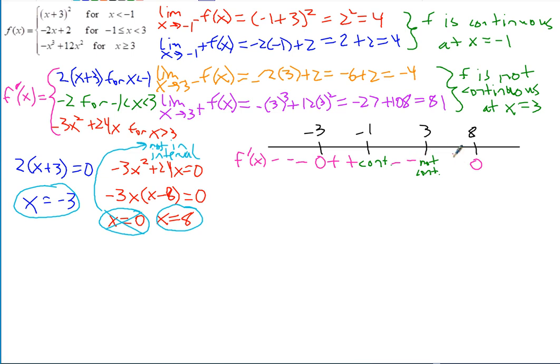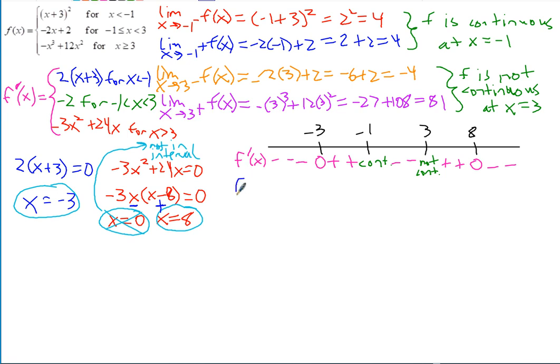Then here you could test something between 3 and 8, like 4. 4 is greater than 3, so you use this piece. You could try to test it in here, but it's easier to use the factored form. So if we use the factored form, 4 times -3 is negative. 4 minus 8 is negative. Negative times negative is positive. And here we could test 9. That's also in this interval, greater than 3. So if we test 9, 9 times -3 is negative. 9 minus 8 is positive. Negative times a positive is negative. So again, it doesn't always alternate back and forth, but this one happens to. So that's going to show us our increasing and decreasing intervals right there.